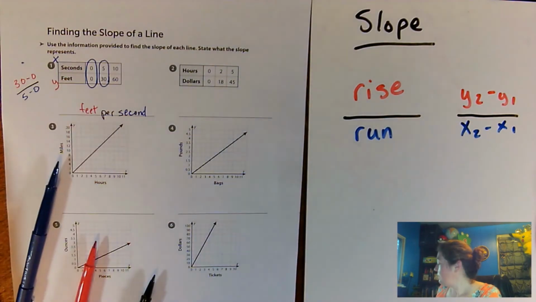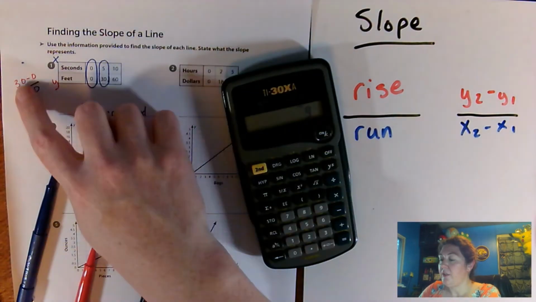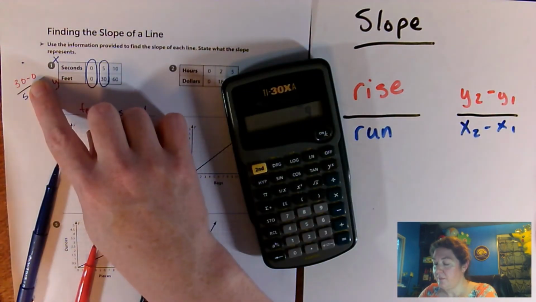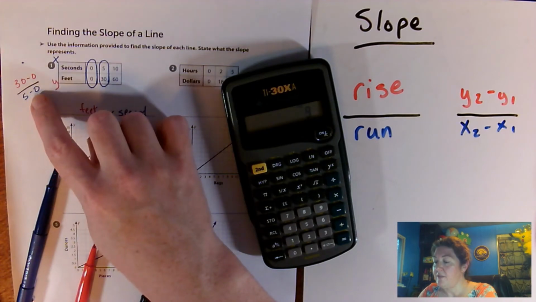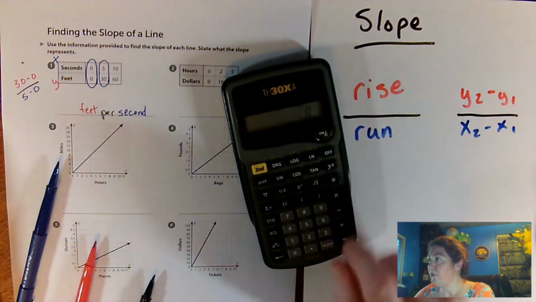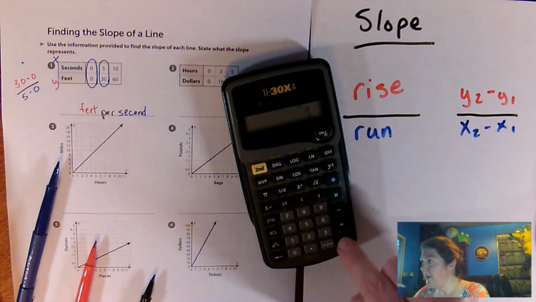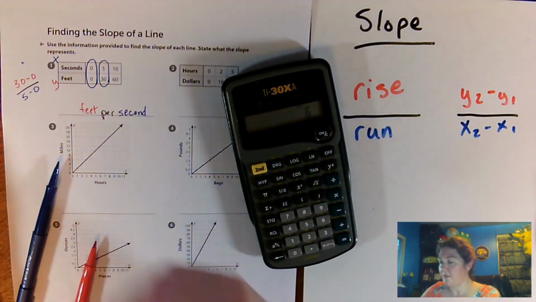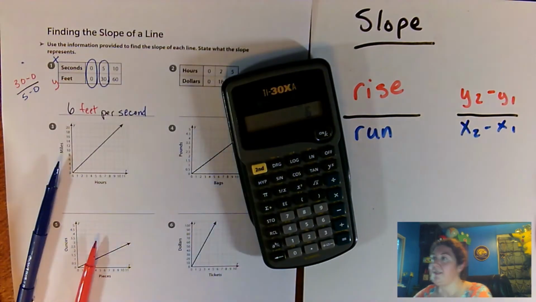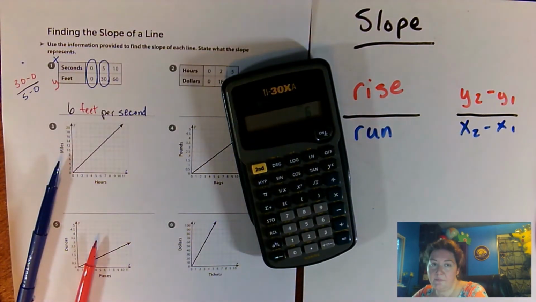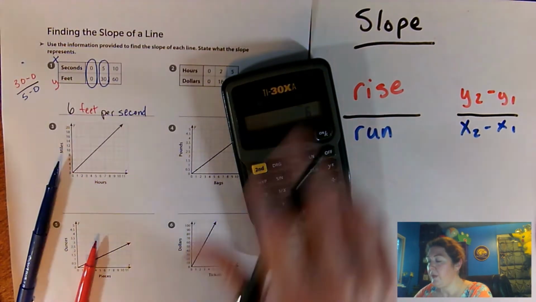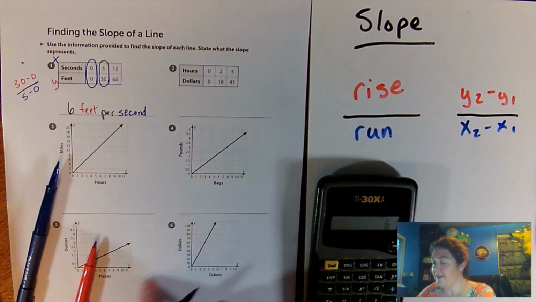I know that 30 minus 0 is 30. 5 minus 0 is 5. So in my calculator, I'm going to say 30 divided by 5. That's going to give me 6. My answer is 6 feet per second. Pretty easy, huh? Next one, we're going to do it the exact same way.